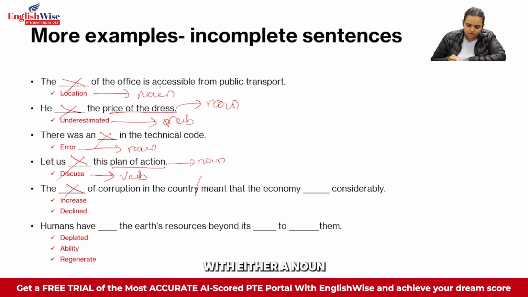So I will go with either a noun or a verb. Now, the corruption in the country, this is a noun already given to me. So I will go with the word increase and fill my verb there. The increase of corruption in the country meant that the economy dashed considerably.